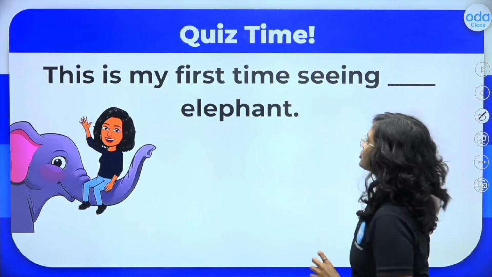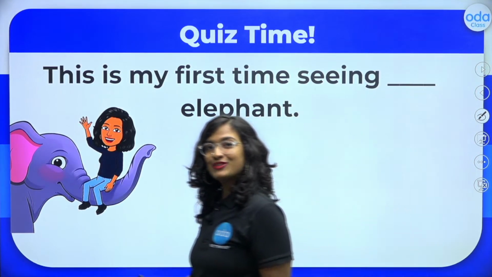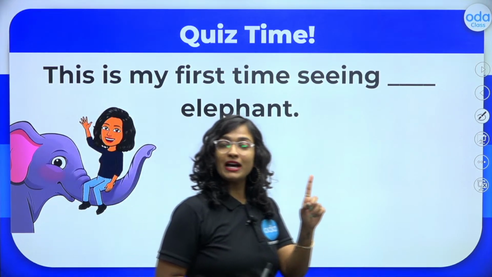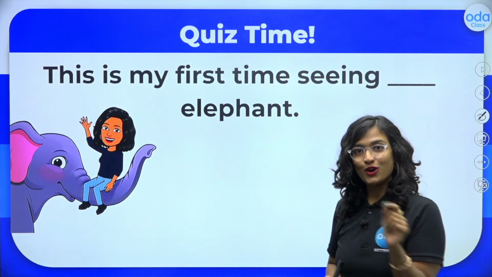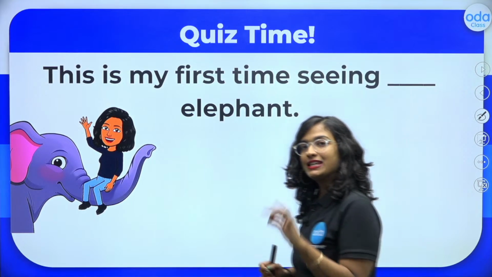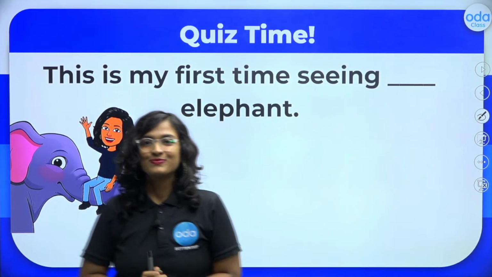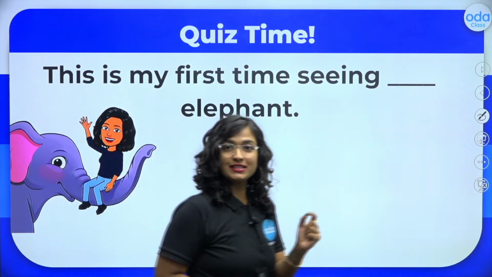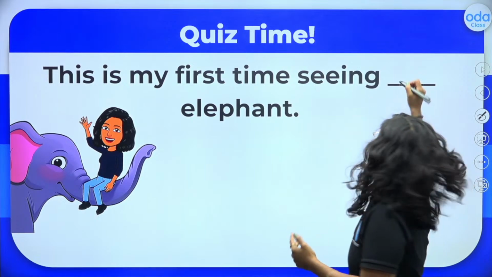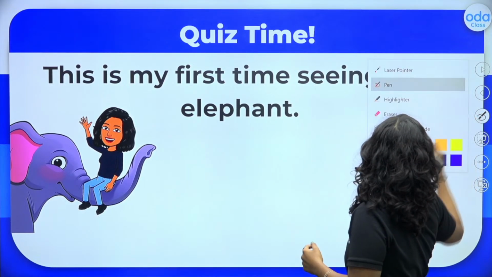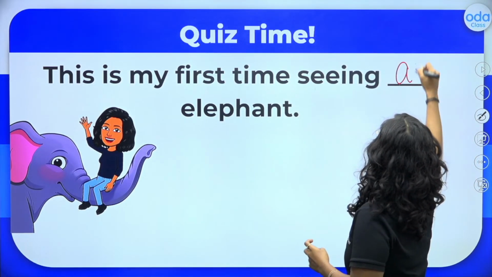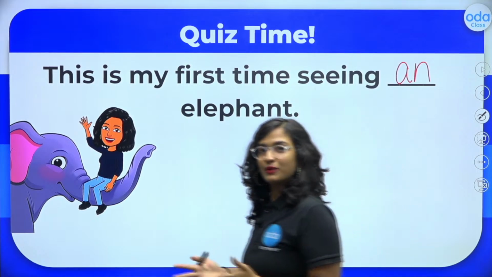Okay? Tell me here, students, this is my first time seeing blank elephant. Once again, keep in mind first sound and not the first letter. So tell me, this is my first time seeing blank elephant. Now, elephant, students, starts with the sound a, right? Elephant. So that is a vowel sound. That tells us that we should use our article an here, right? Because elephant starts with a, which is a vowel sound.